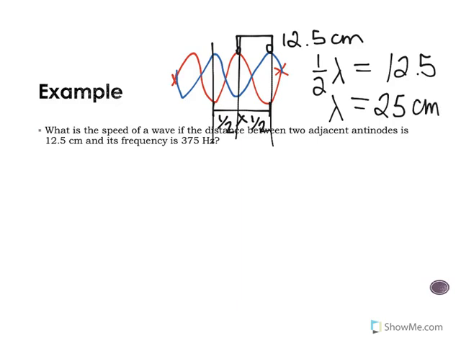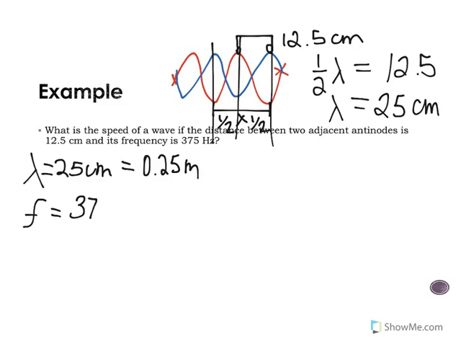And now we can calculate the speed of the wave by using the universal wave equation. So we just figured out that our wavelength is equal to 25 centimeters, but we have to convert that to meters, so it's going to be 0.25 meters. And we are also given that its frequency is 375 hertz. And we are trying to find the speed of the wave, so the velocity, and that's going to be measured in meters per second.